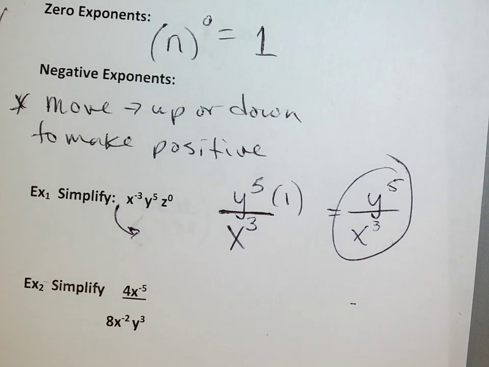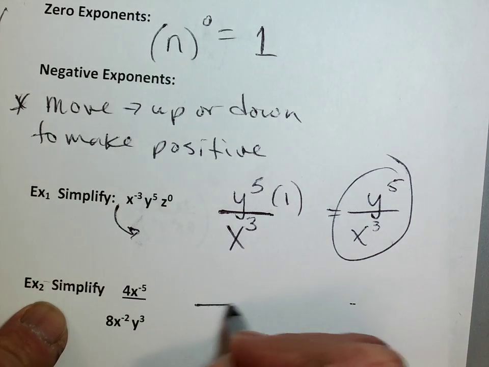Mostly I fixed the negative exponent, didn't I? Thumbs up? Okay. If it's not already a fraction, then we just move it down. So number 2.